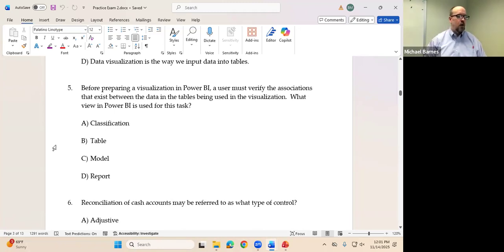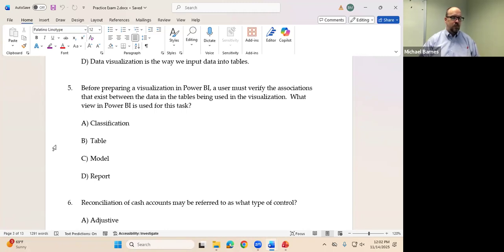Before preparing a visualization in Power BI, the user must verify the associations that exist in the data in the tables being used in the visualization. What view in Power BI is used for this task? So first of all, you need to know what the views are. Classification is not one of the views, by the way. I just put that in there. I thought about putting the query view on there, but I thought that might get a little confusing. It is one of the views, but remember that was the underlying language task. Sorry. So we have the table, model, or report view.